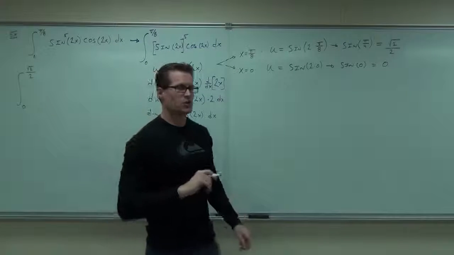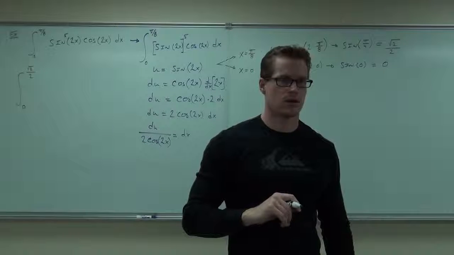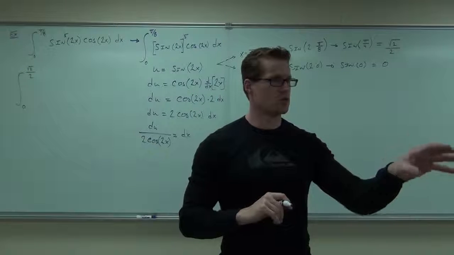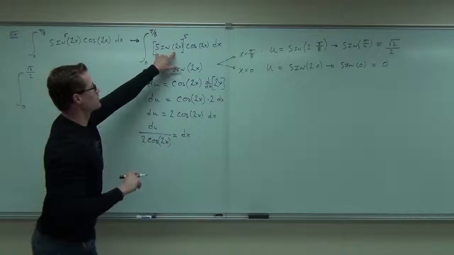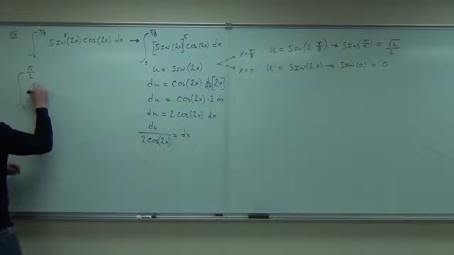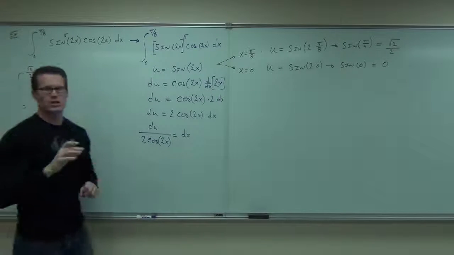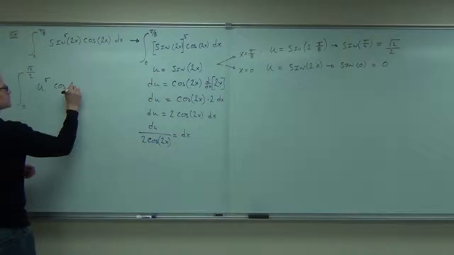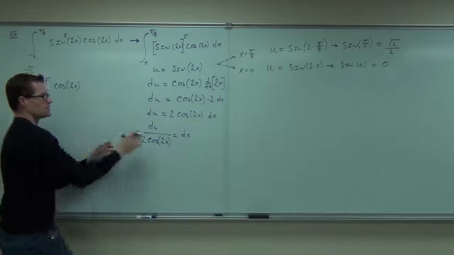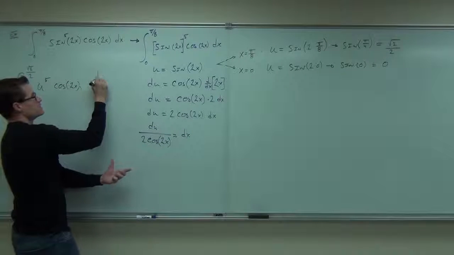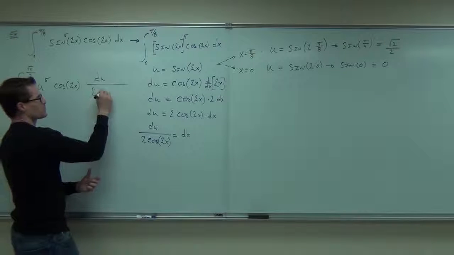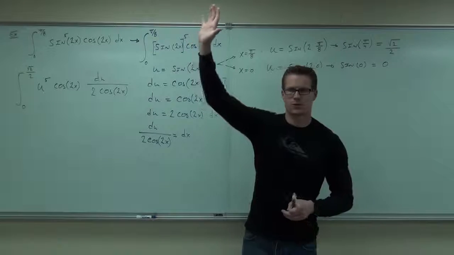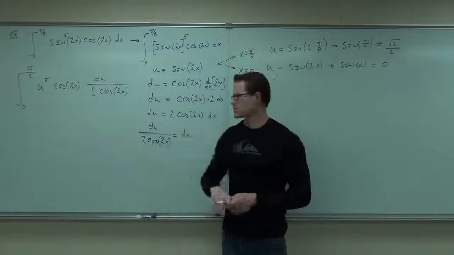Is the sine of 2x to the 5th power still there? Can you please tell me what I have instead, people on the left? u to the 5th. Not just u, but u to the 5th. That became a u? Yes. Do I still have the cosine of 2x there? Yes, as of right now, yes. Do I still have the dx there? No, that's our substitution right here. We're going to do du over 2 cosine 2x. By a show of hands, how many people feel okay with this so far? Good, that's almost everybody.